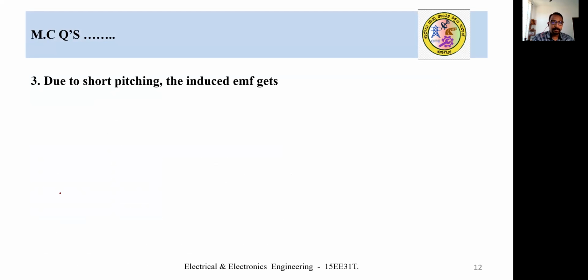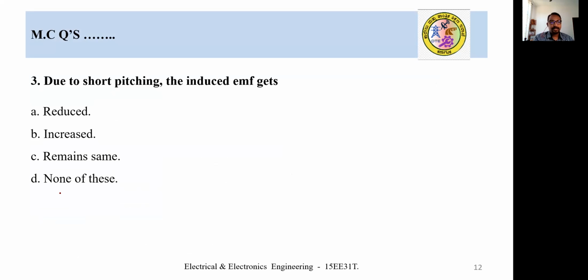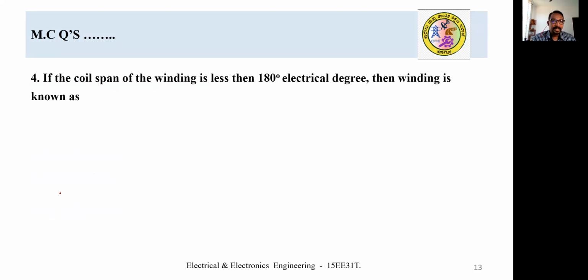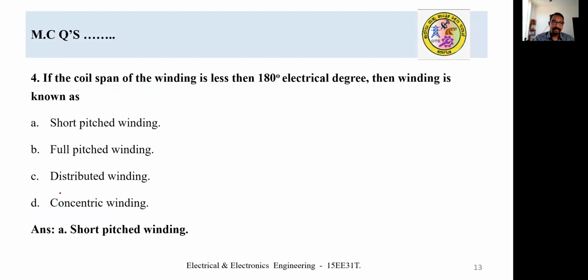The next one: due to short pitch, the induced EMF will get what? Let's see the options: reduced, increased, remain same, none of the above. By having a short pitch winding, the induced voltage will get reduced. Option A is the right answer. Next, question number 4. If the coil span of the winding is less than 180 degrees, almost similar to the first multiple choice question, then the winding is known as, obviously, a short pitched winding.